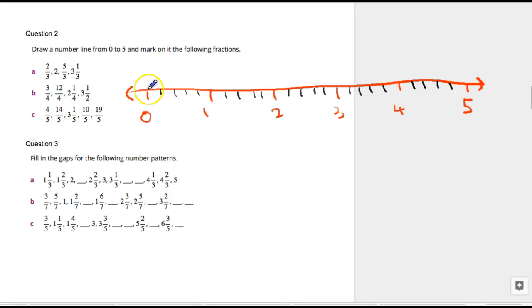So let's count along, starting at 0. 1, 2, 3, 4. So there we go. Right, here is 4/5.